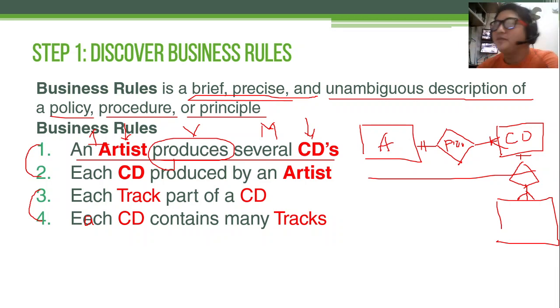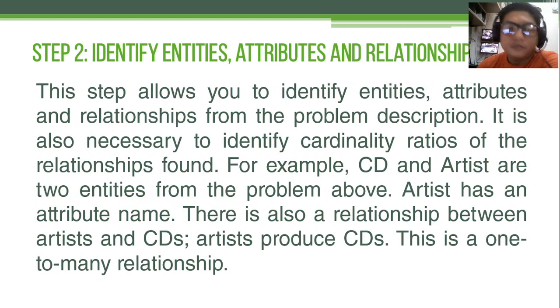Okay, next is, after creating business rules based on a problem specification, step 2, identify entities, which I already did earlier. Identify entities, attributes, and relationships. These steps allow you to identify entities, attributes, and relationships. Okay, how do we do that?